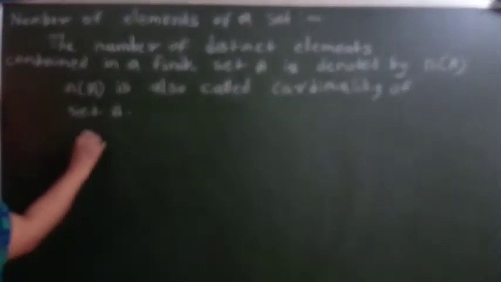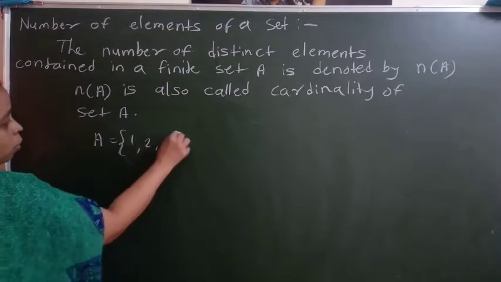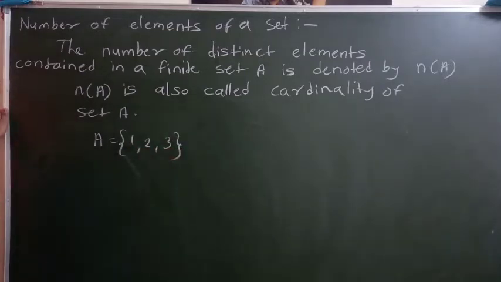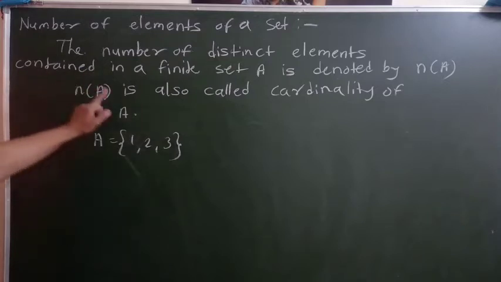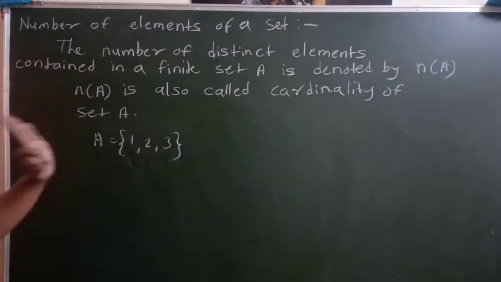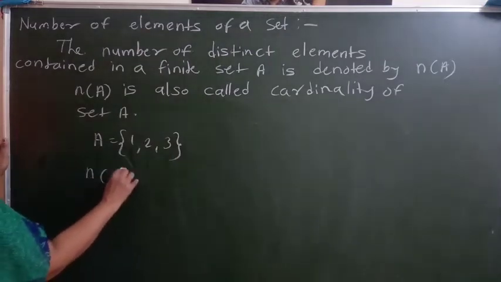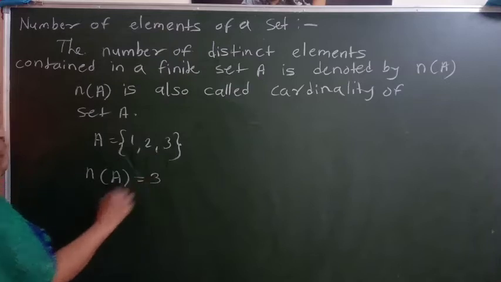Any set. Suppose this is set A: 1, 2, 3. So total number of distinct elements is denoted by n of A. Total numbers are 1, 2, 3. Only 3 elements are there. So we can denote n of A equal to 3.